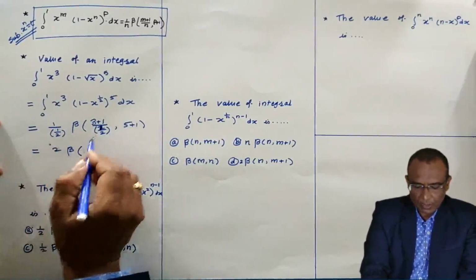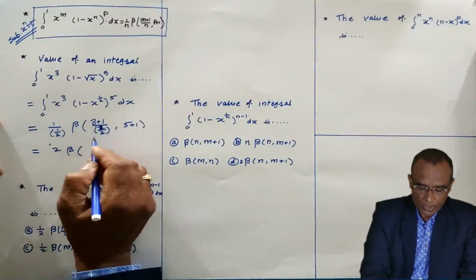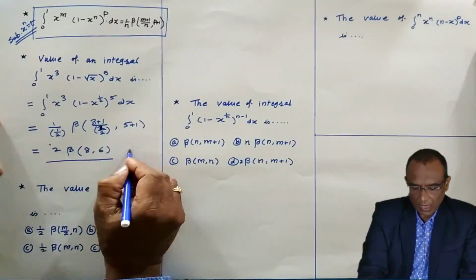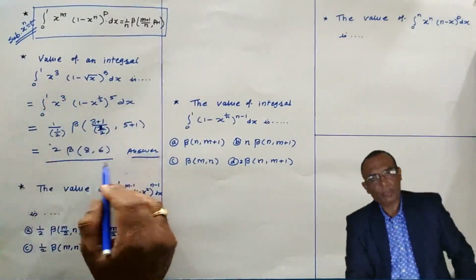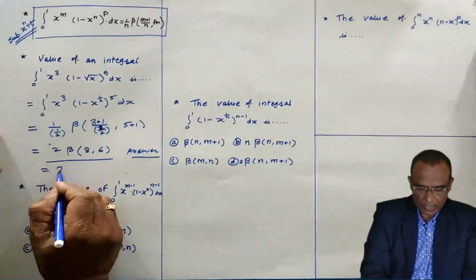Beta of 4 by 1 by 2, that is, 8, and 6. This is the answer to this integral. You can solve it further. You can convert it into gamma functions, but this is not necessary.